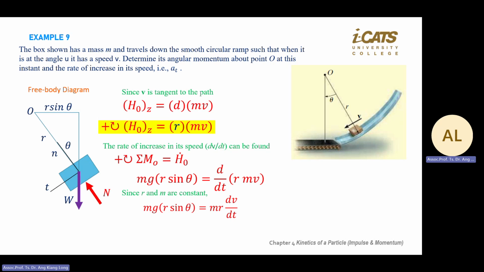Then you rearrange the equation, and cancel out all the parameters that are the same. Mass is the same, cancel. R is the same, cancel. So g sine theta equals dv dt, and dv dt equals a. Then you get your answer already. This is the answer, because you cancel your R and cancel your M on both sides.